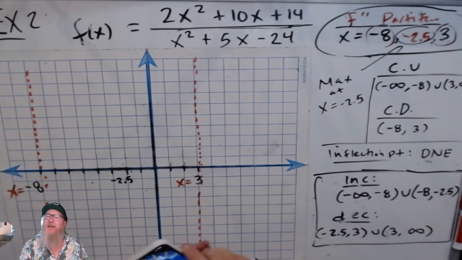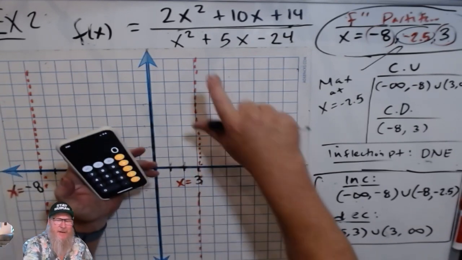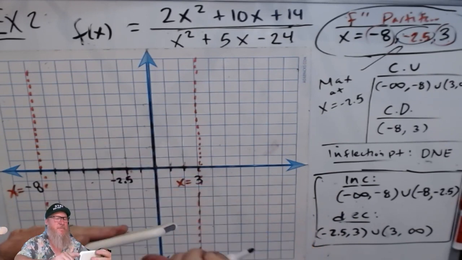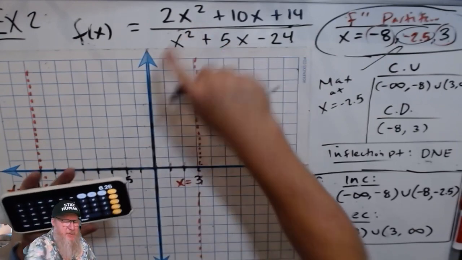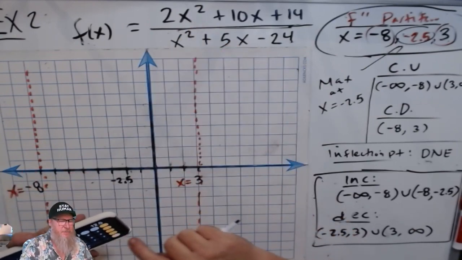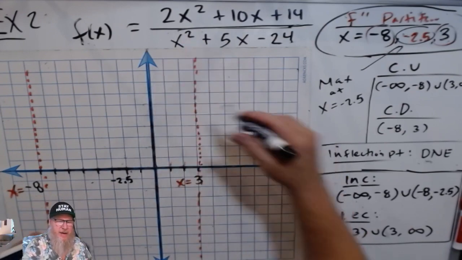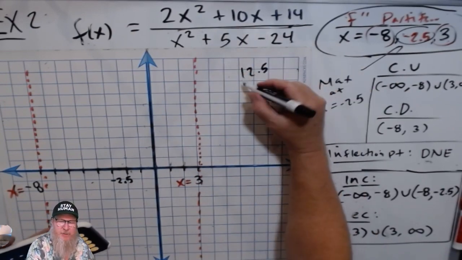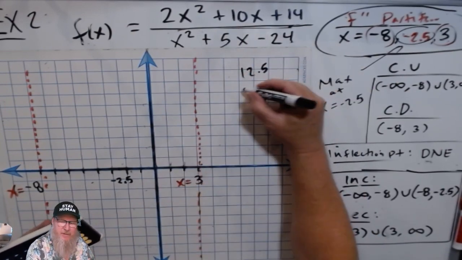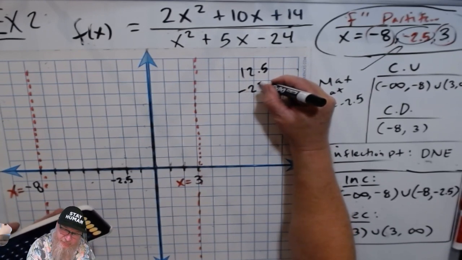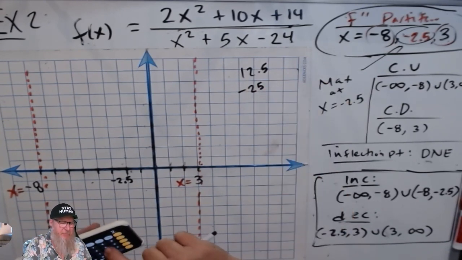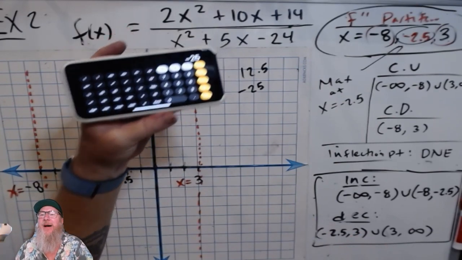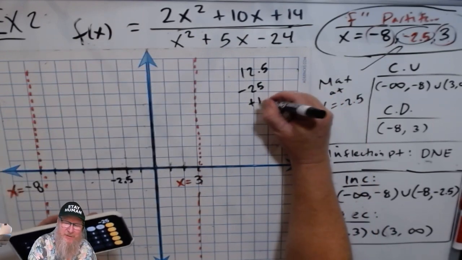Kind of wish I just would have done it a long time ago. So let's see what happens. So we got 2.5 squared. That's 6.25 times 2. That's 12.5. Let's just write this down, 12.5. And then I got 10 times negative 2.5. So that's negative 25. I feel silly even doing that on a calculator. Negative 25. And then plus 14.